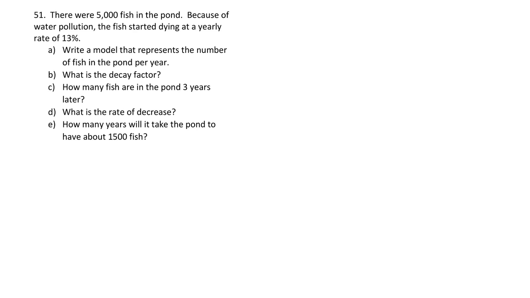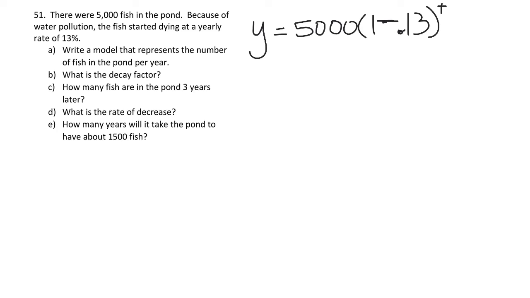Okay, last problem. There were 5,000 fish in a pond. Because of water pollution, the fish started dying at a yearly rate of 13%. Write a model that represents the fish in the pond per year. So that's, again, y equals 5,000 times 1 minus, because they're dying off, so it's getting smaller, 0.13 to the t. And so that's 5,000 times 0.87 to the t power equals y.